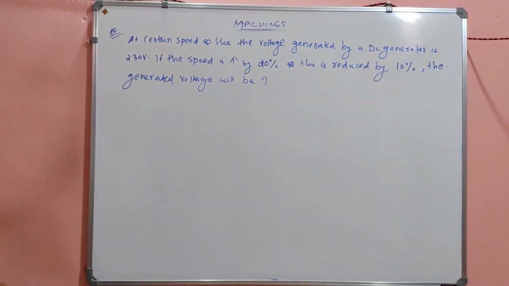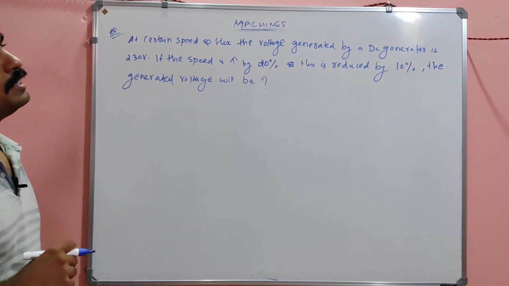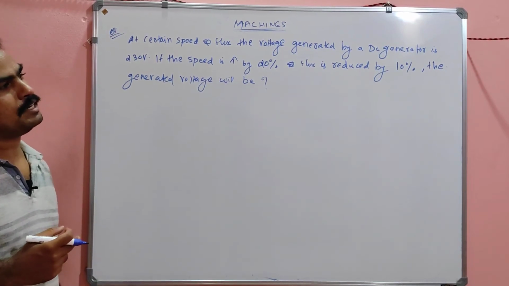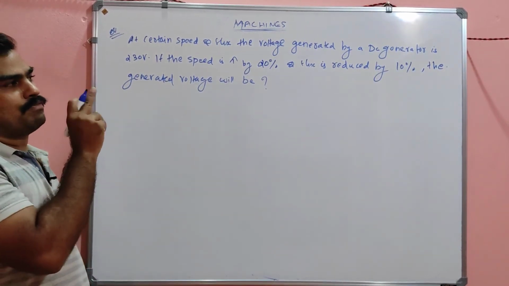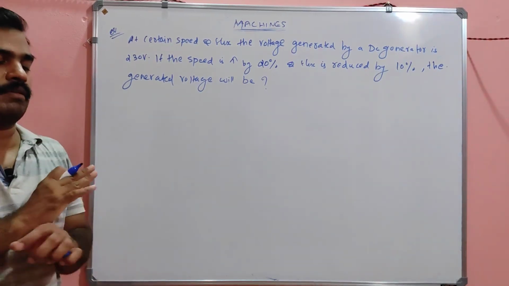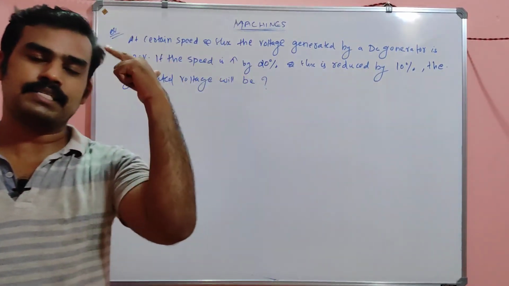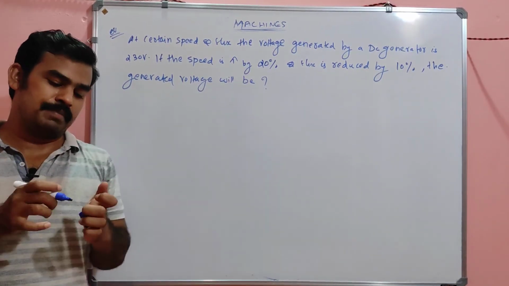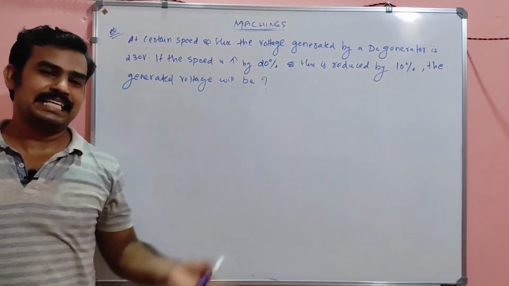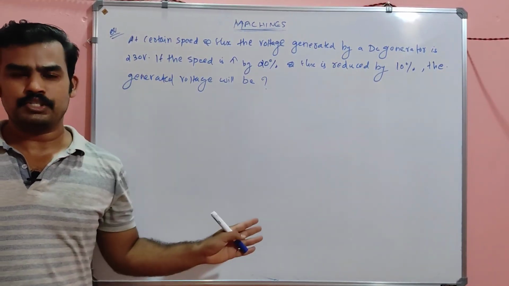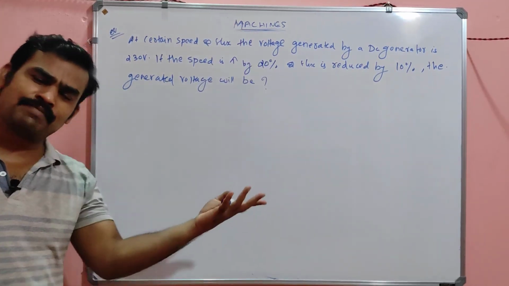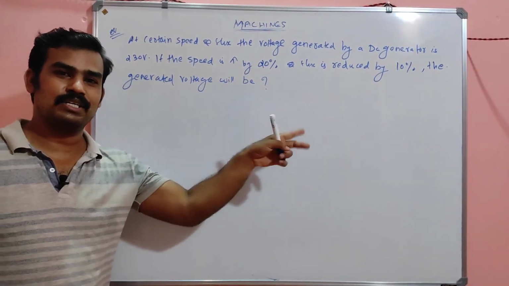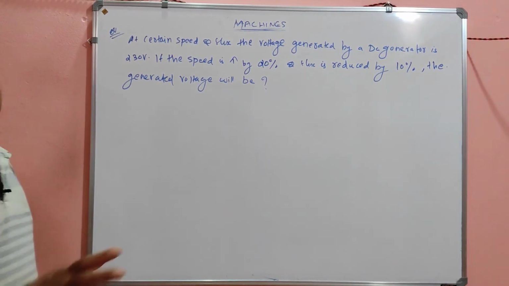At a certain speed and flux, the voltage generated by a DC generator is 230 volt. If the speed is increased by 20% and flux is reduced by 10%, at that instant itself there is a change of flux, which means it is not a DC shunt generator. That first thing you have to keep in your mind. If the flux is changing, it is not a DC shunt generator. It may be a compound generator or a series generator, anything you can assume, but never assume a DC shunt generator here, because its flux is constant. Here the flux is not constant, it's changing. So you can directly take any other machine.